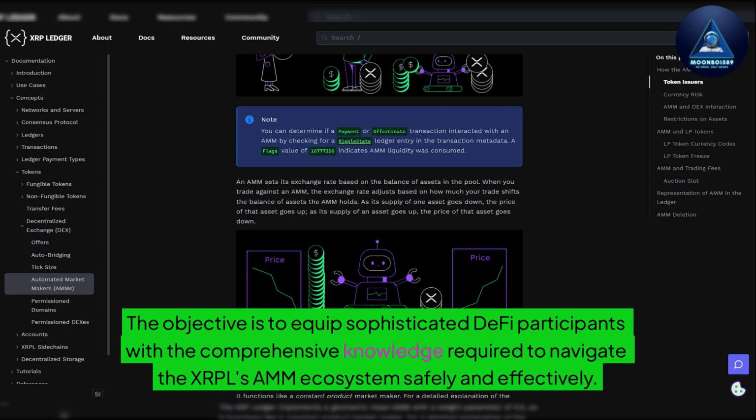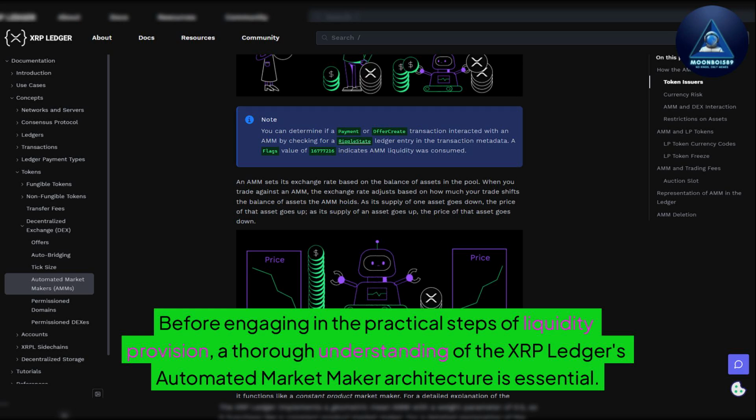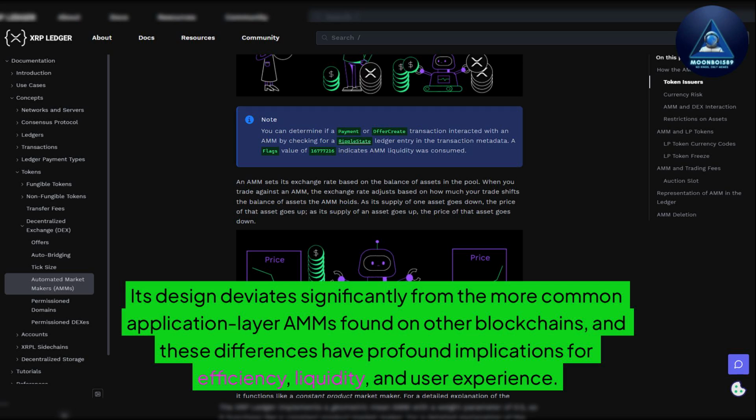The objective is to equip sophisticated DeFi participants with the comprehensive knowledge required to navigate the XRPL's AMM ecosystem safely and effectively. Section 1. Foundational Principles of the XRPL's Native AMM. Before engaging in the practical steps of liquidity provision, a thorough understanding of the XRP Ledger's automated market maker architecture is essential. Its design deviates significantly from the more common application layer AMMs found on other blockchains, and these differences have profound implications for efficiency, liquidity, and user experience.